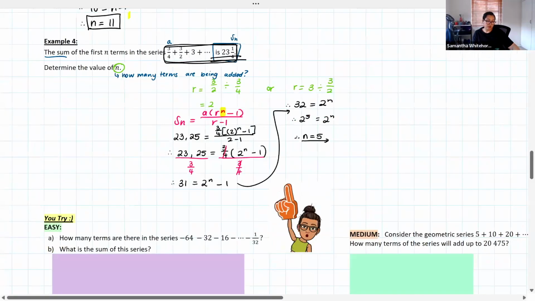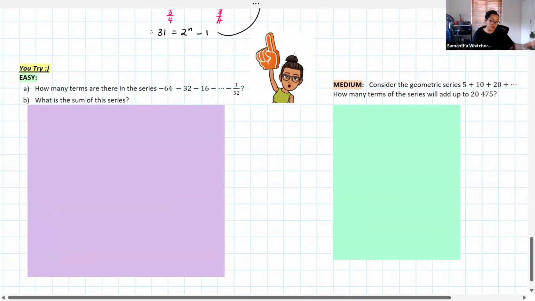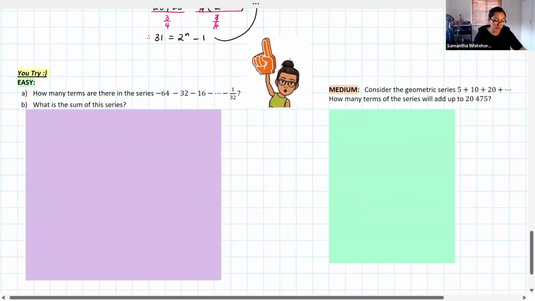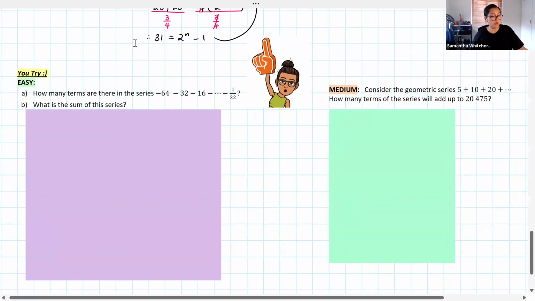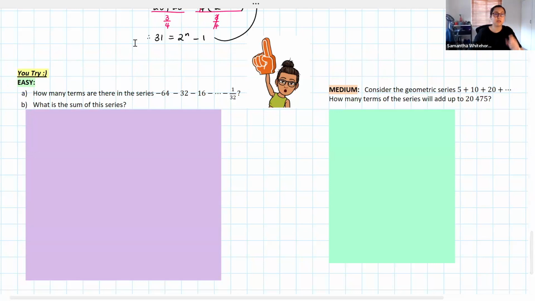Yes, there are your 2 questions. So the first one, I want to know in A, how many terms are there? And then in B, what is the sum of the series? Whereas in the medium question, I'm asking you how many terms in the series will add up to, so I'm giving you a sum of 20,475. I'll give you 5 minutes. I think these are slightly more complex than the first ones. Give it a try. Remember, if you've got questions, just unmute yourself and ask, or pop it in the chat, or send me a message, and I'll help you.